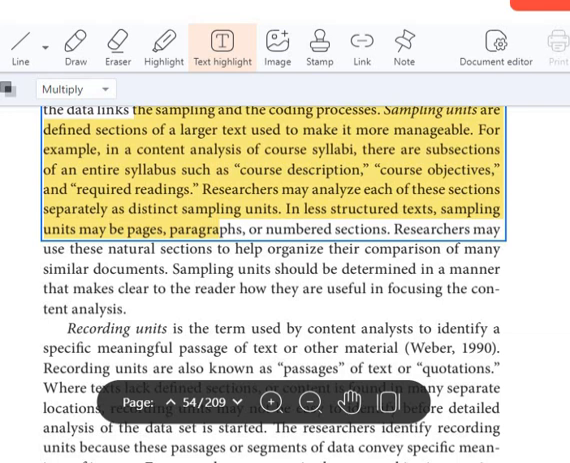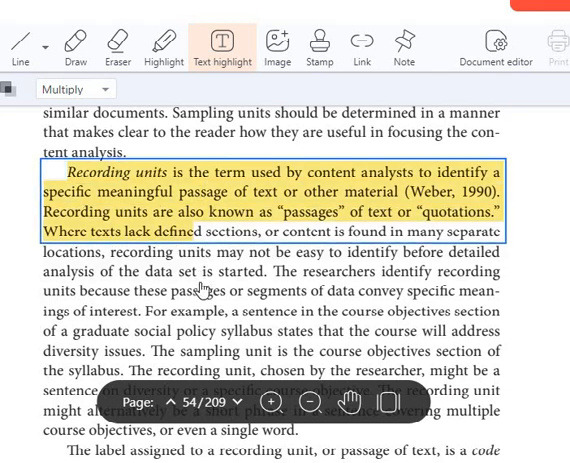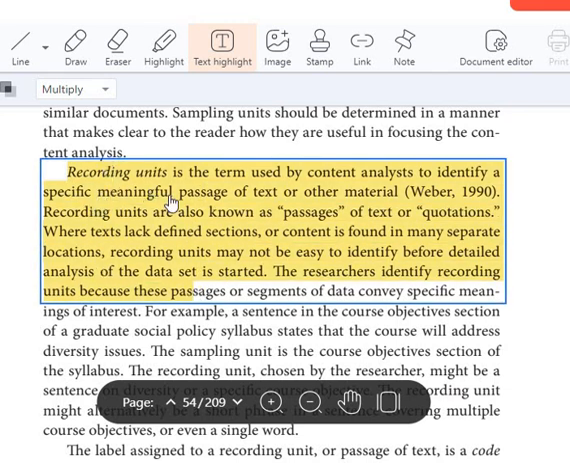Okay, what do we mean by the recording units here? In this paragraph, we have a definition for the recording units. It's actually a term used by content analysis to identify a specific, meaningful passage of text or other material. Recording units are also known as passages of text or quotations. So the recording unit is a passage of text or a quotation. Text like defined sections or content is found in many separate locations. Recording units may not be easy to identify before detailed analysis of the dataset is started. Okay, so we've got another definition.